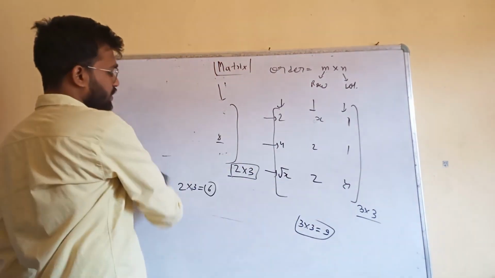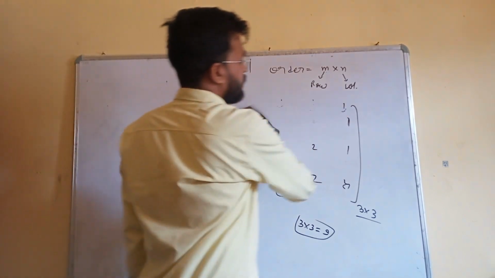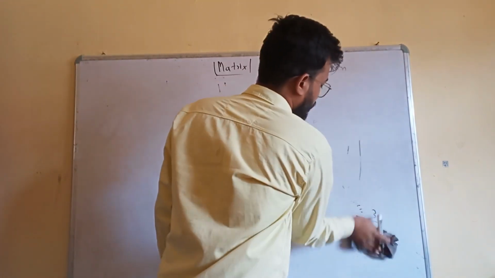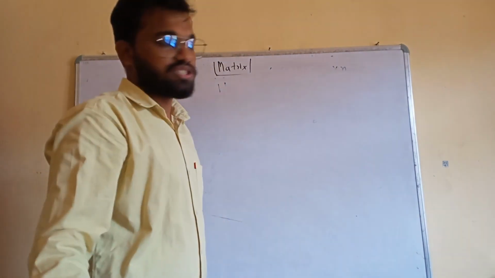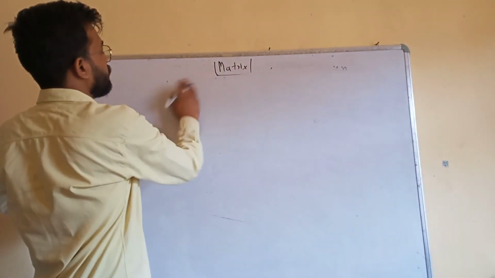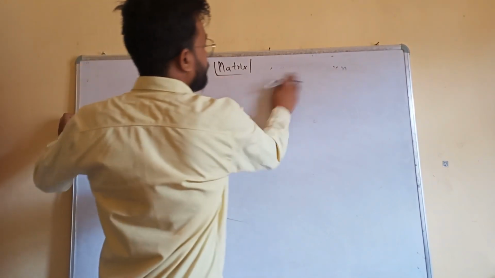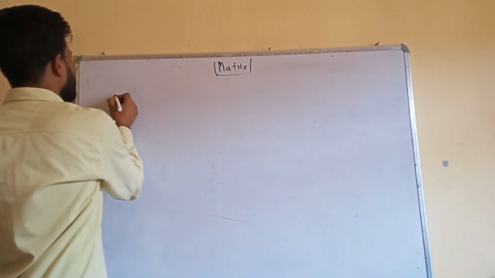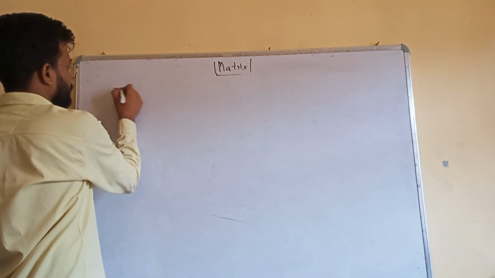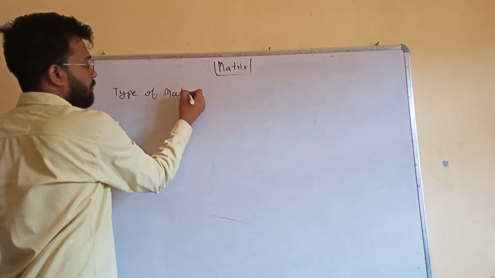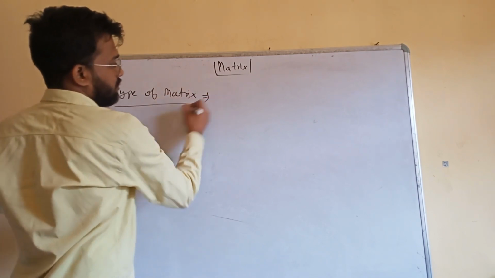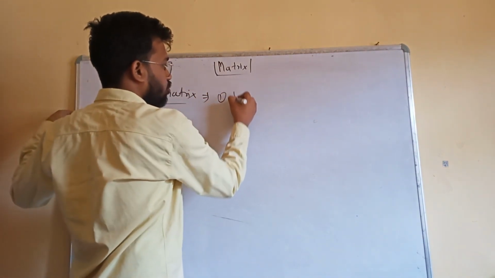Now we got the order, we got the definition of matrix. Now let's talk about the classification of matrix. What kind of matrix are we gonna see? There are some special kinds of matrix. So let's look at the classification, the types of matrix. First, we are going to talk about row matrix.